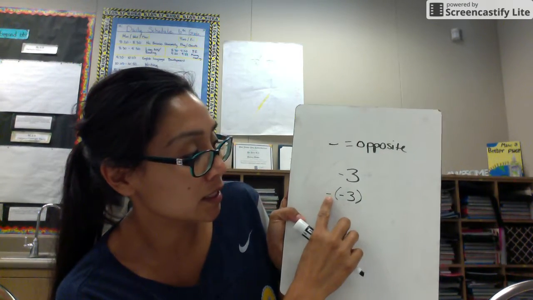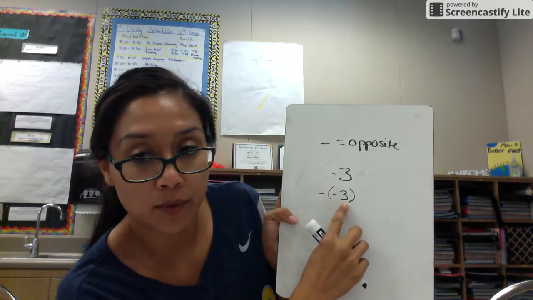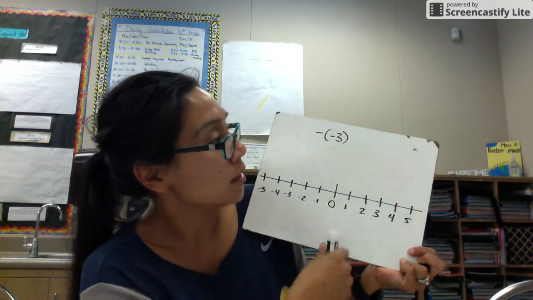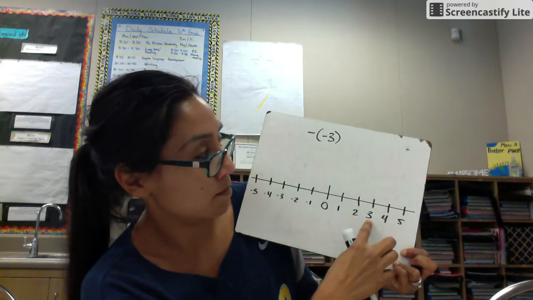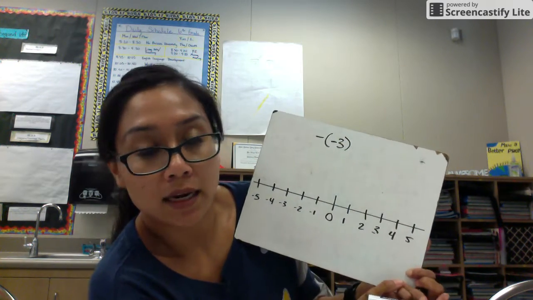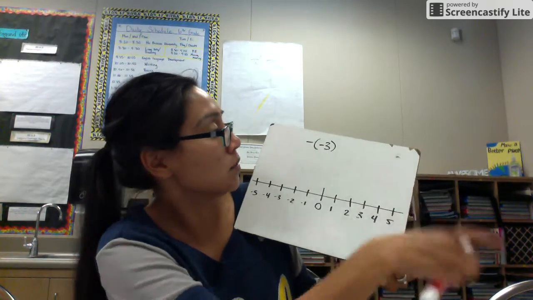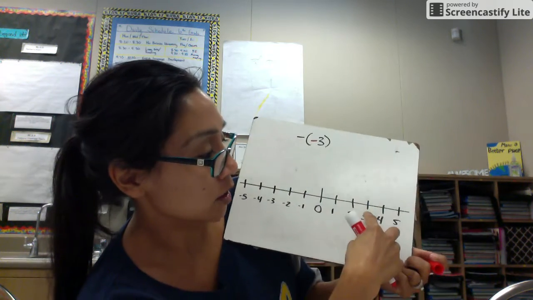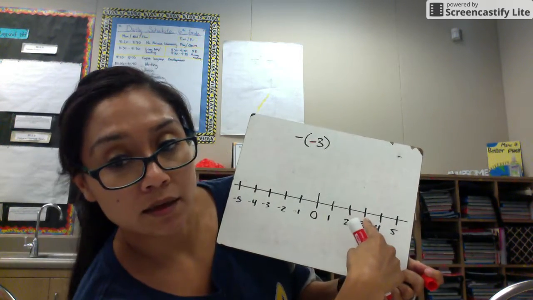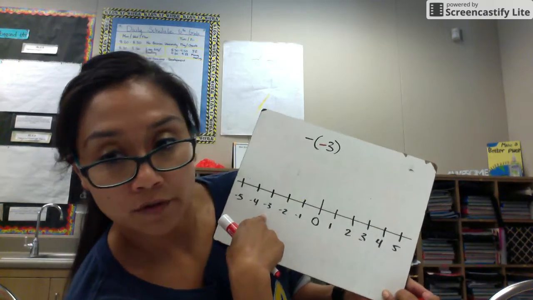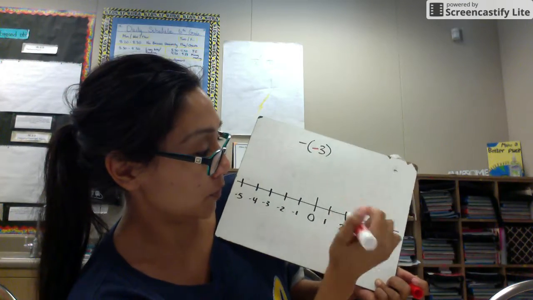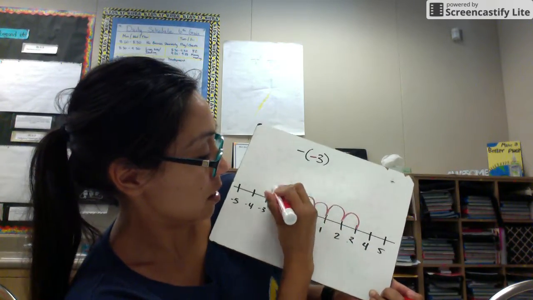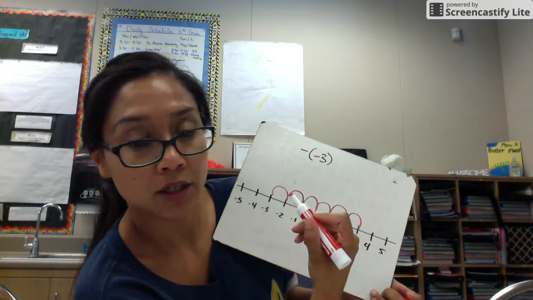This is asking for the opposite of positive 3. If I look at a number line, I can locate 3 on the number line. This negative sign here, and I'm going to show it to you in red, means the opposite of 3. So here's 3, but the opposite of positive 3 is going to be negative 3, because 3 is 1, 2, 3 spaces away from 0, and negative 3 is 3 spaces from 0, but in the opposite direction.